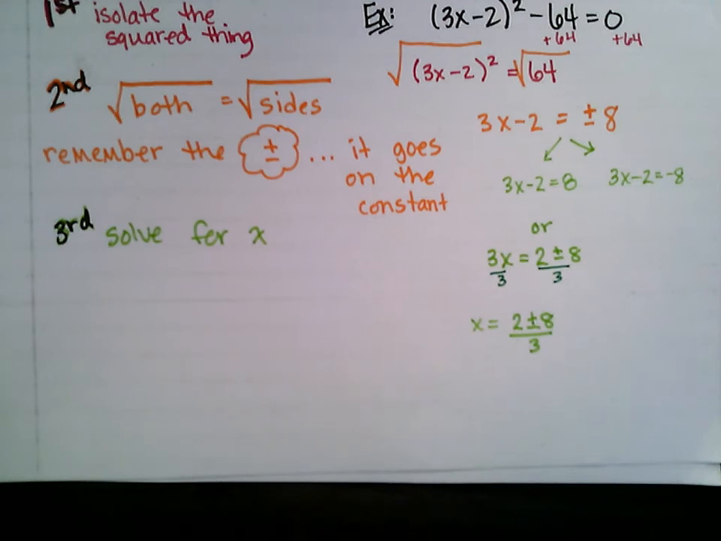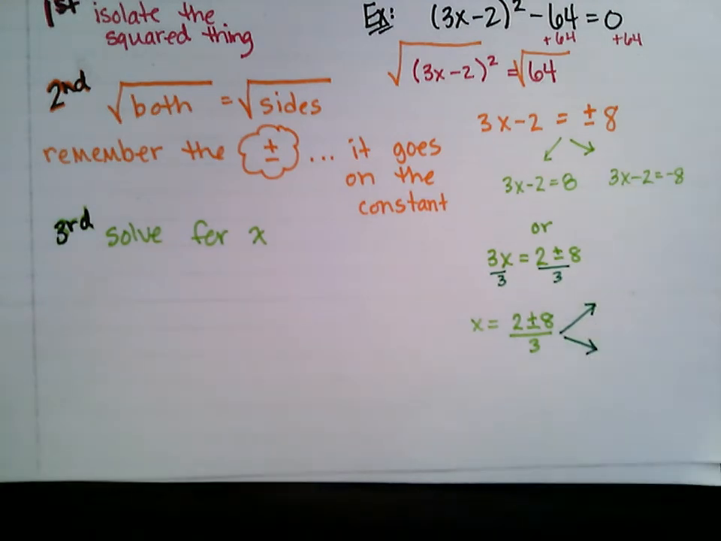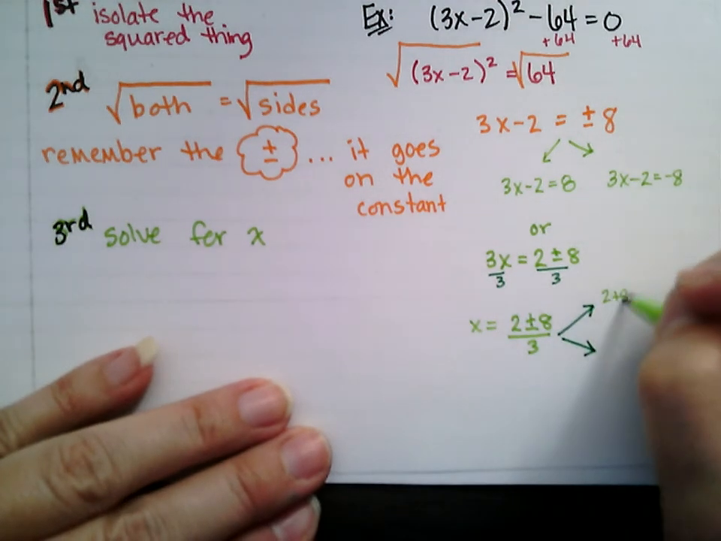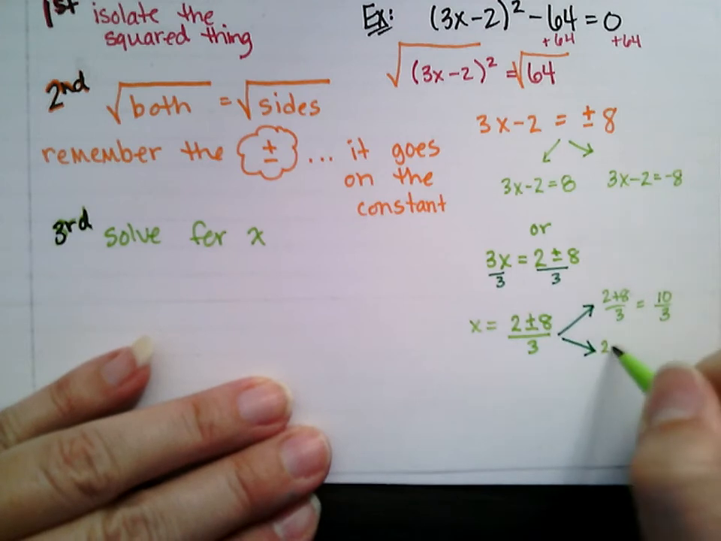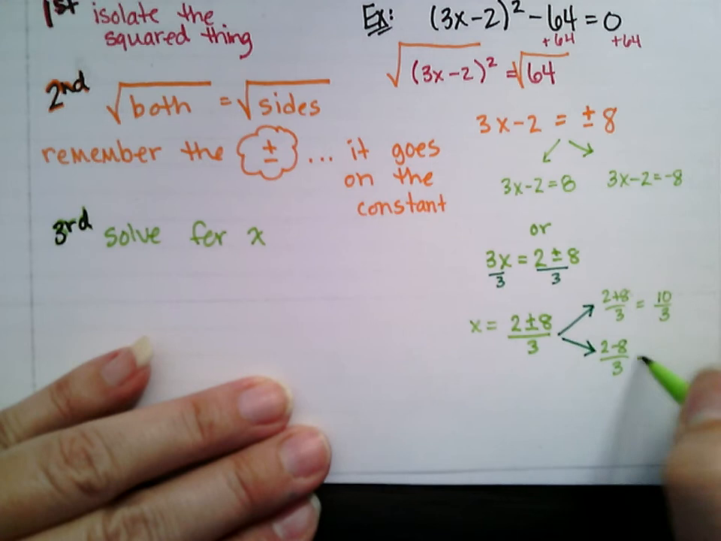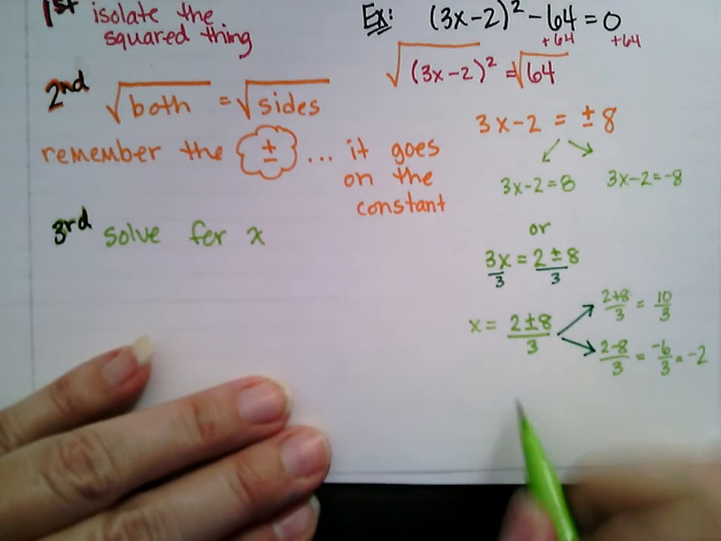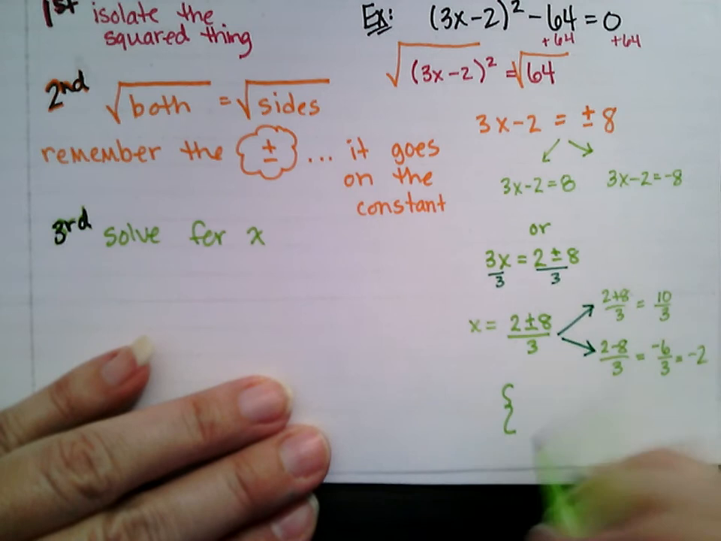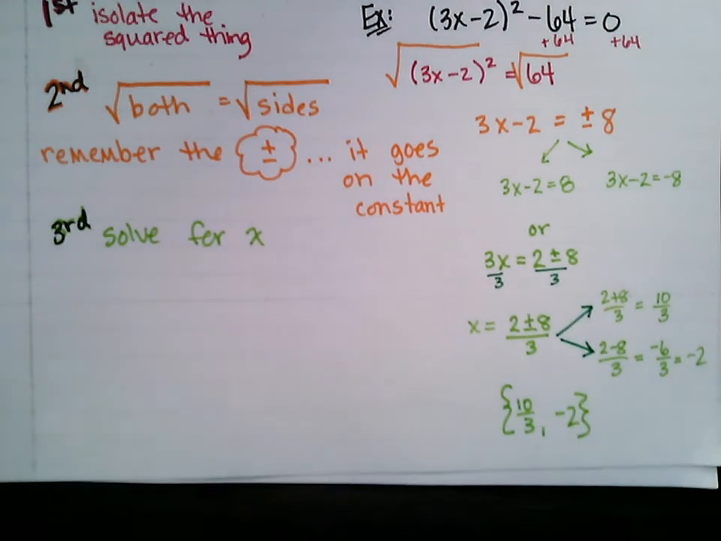Now we can't stop there. We actually have to go all the way to the end and do 2 plus 8, which is 10 thirds, and do 2 minus 8, which is negative 6 thirds, which then simplifies to negative 2. So I would have these 2 answers, 10 thirds and negative 2.